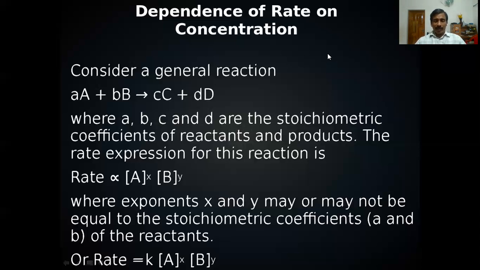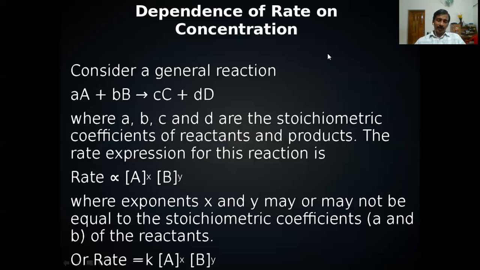We can see in a reaction aA plus bB gives cC plus dD. The reactants are A and B. Here, small a, small b, small c, and small d are the stoichiometric coefficients. That means number of moles of these reactants and products.